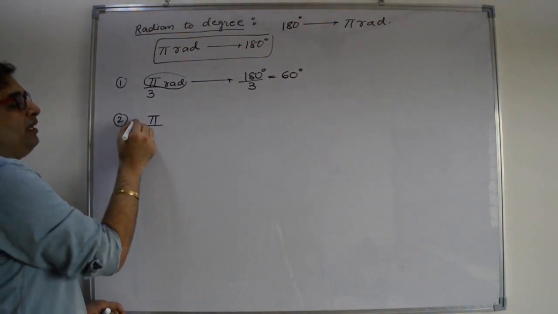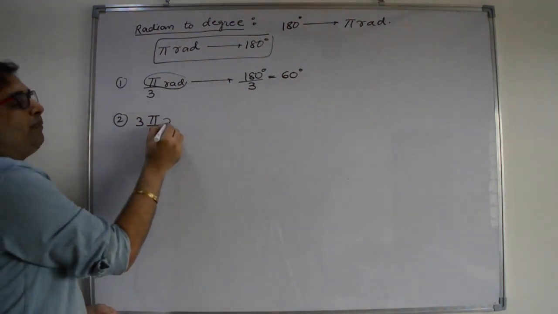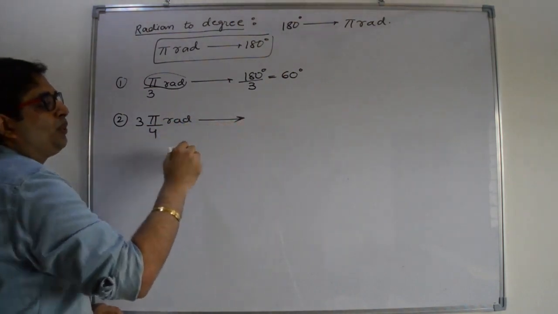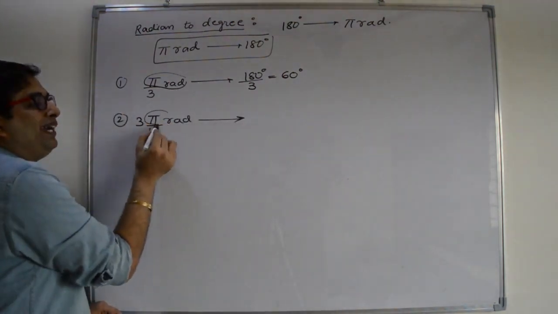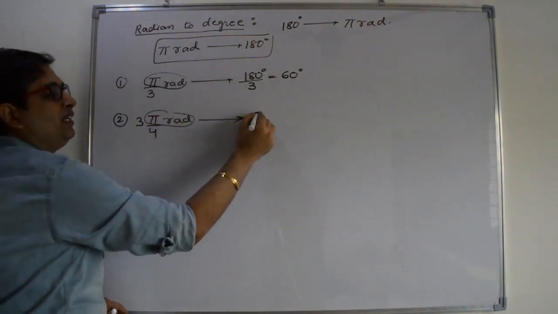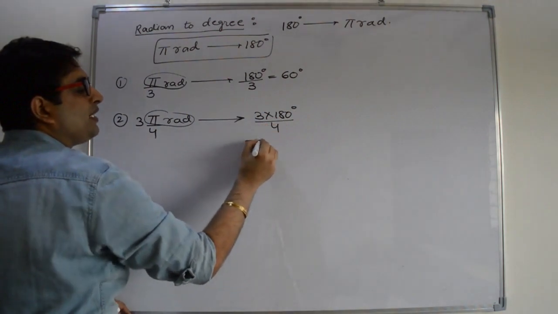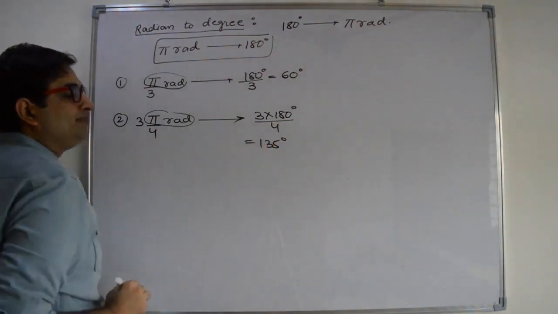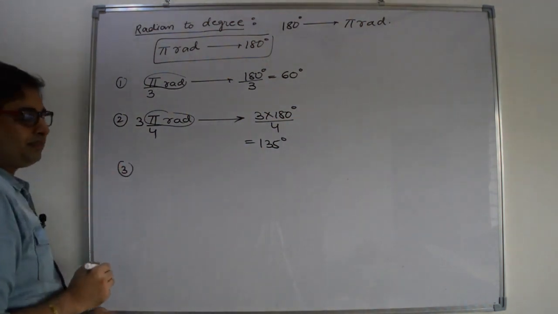Second, 3 pi by 4 radian and I want to convert it into degree. So pi radian is how much? 180. So 3 into 180 degree divided by 4, that is 135 degree. Got it?